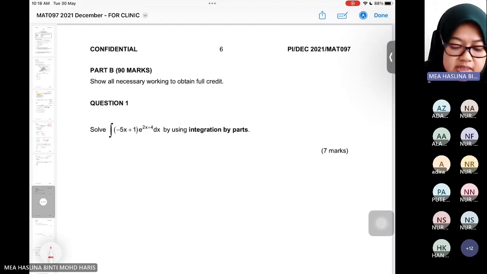Part B, 90 marks. You have to show all necessary working to obtain full credit. So you must show every single working.